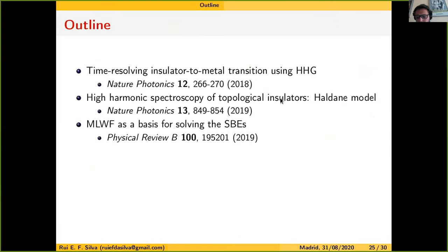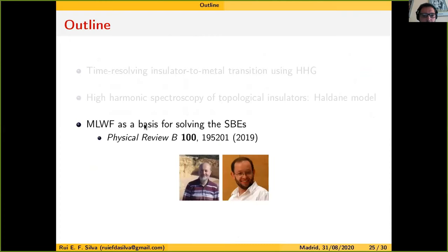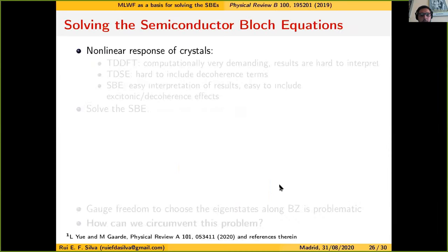Since I have little time, I'm going to be very brief on this. I'm going to show you how we can use maximally localized Wannier functions as a basis for solving the semiconductor Bloch equations. This work was done in collaboration with Fernando Martín at UAM and with Misha Ivanov at the MBI. To calculate the nonlinear response of crystals, we can have several methods.